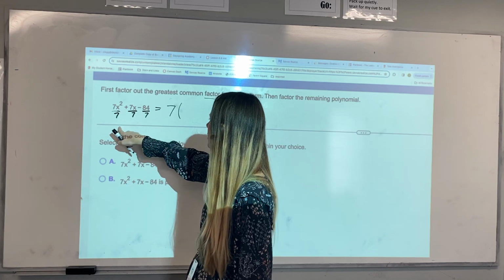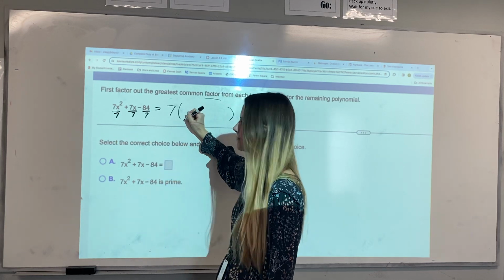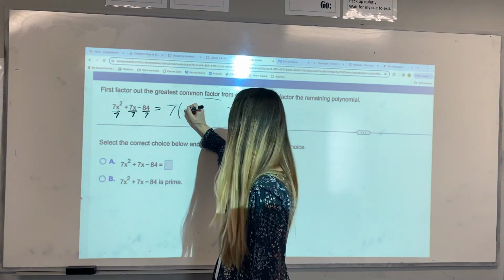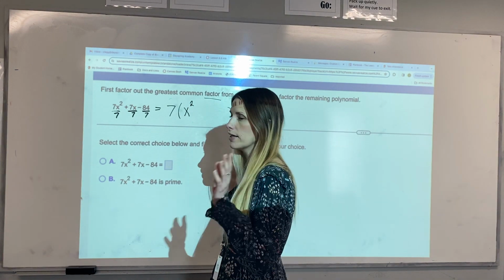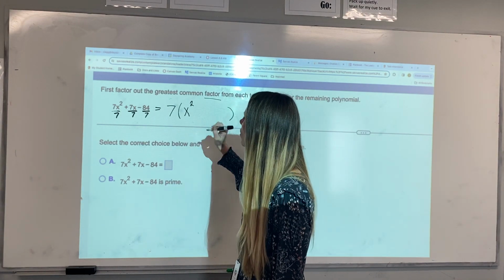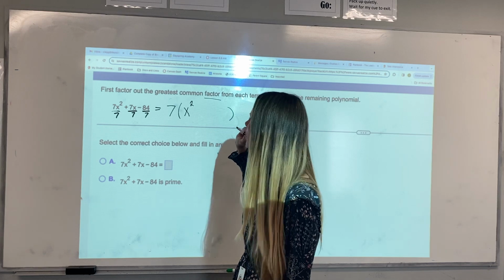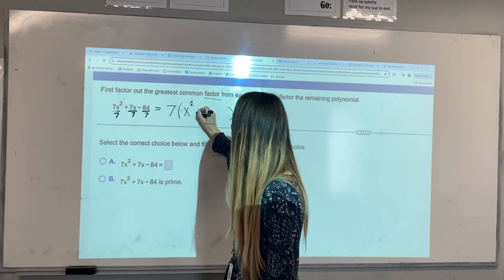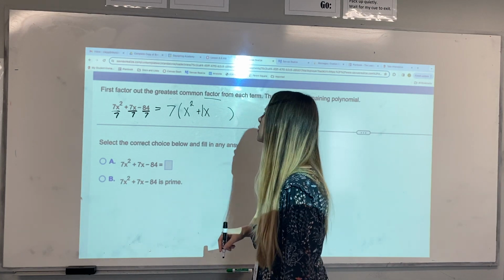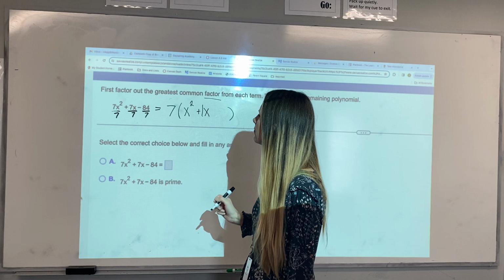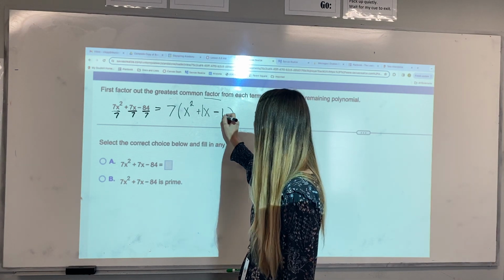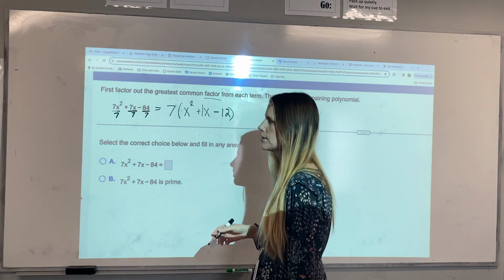Okay, when we divide by 7, we get what? The leftovers. X squared. I'm just going to put x squared because the 1 can be invisible. Then x. Yep, 1x, actually I'll put that 1 there. That's going to help me later. Then what? Negative 12, very good.